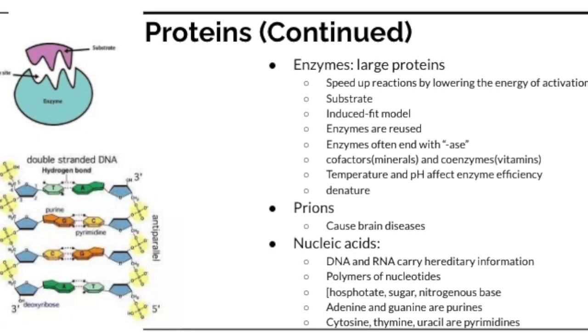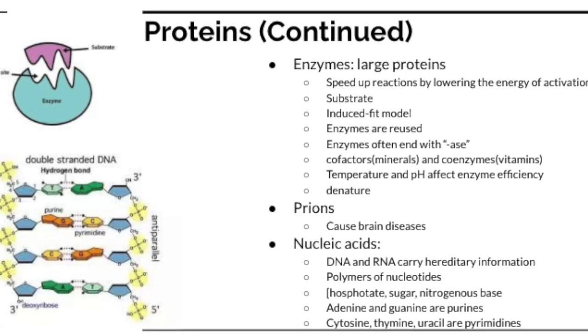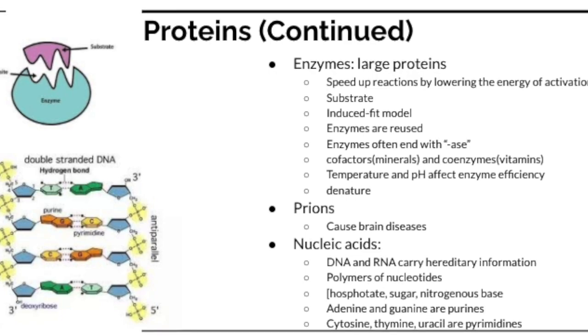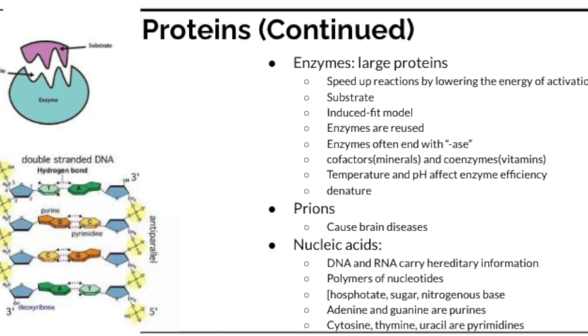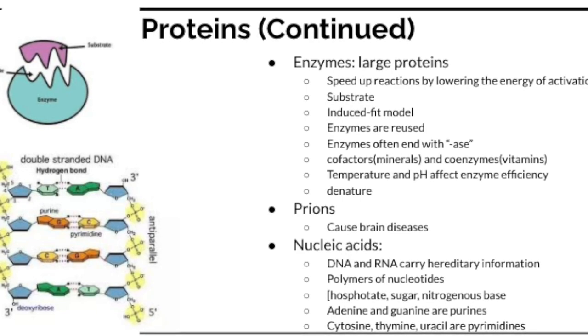Prions. Prions are infectious proteins that cause several brain diseases, including mad cow disease. A prion is a misfolded version of a protein normally found in the brains of mammals. If a prion gets into a normal brain, it causes all the normal proteins to misfold in the same way.